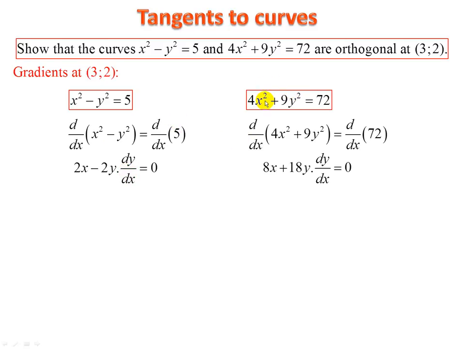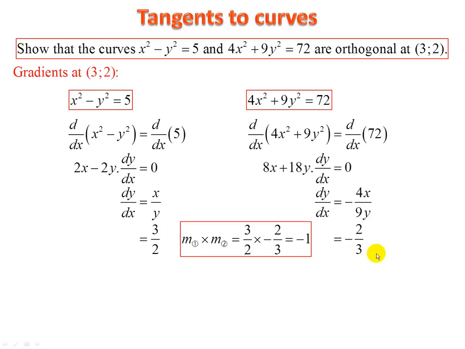This one, we're going to just have 4x, 8x. Then we differentiate 9y². Outside function, 9y². Inside function, y. So therefore, 18y times dy/dx. And the derivative of 72 is 0. Solving for dy/dx in both cases. Now we're going to substitute the point (3, 2) into both. And there we are, 3/2 and -2/3.